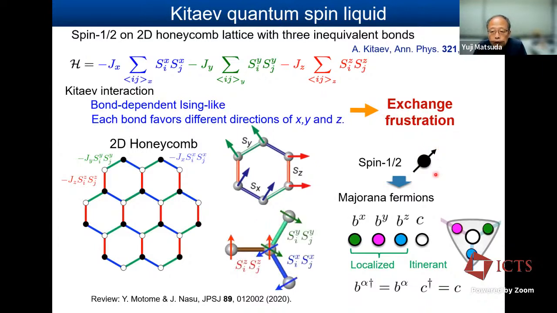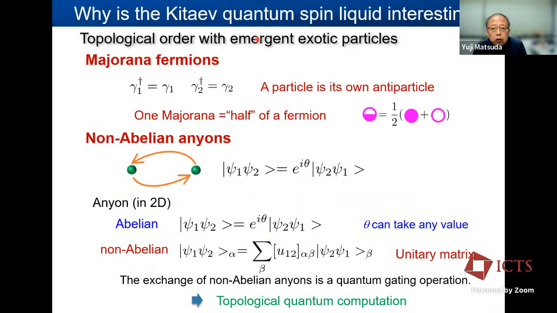In the Kitaev model, spin one-half is decomposed into four Majorana fermions. Three of them are localized and one is itinerant. So Kitaev model contains two important exotic particles. First is Majorana fermions, as I mentioned. Majorana fermion is a particle which is its own antiparticle. The other one is non-abelian anyons. So if we exchange two particles, the wave function picks up a phase theta. So in 2D, theta can take any values. So in this case, abelian anyon appears.